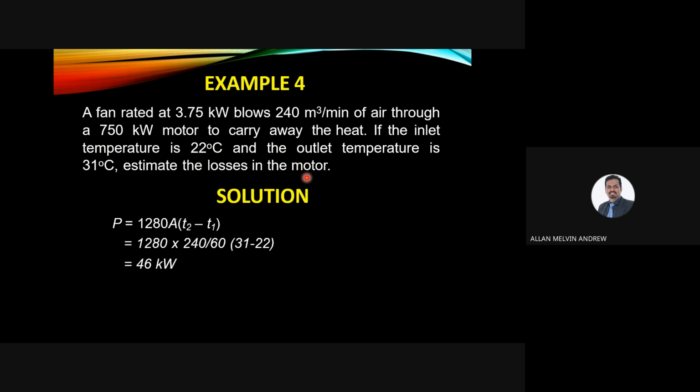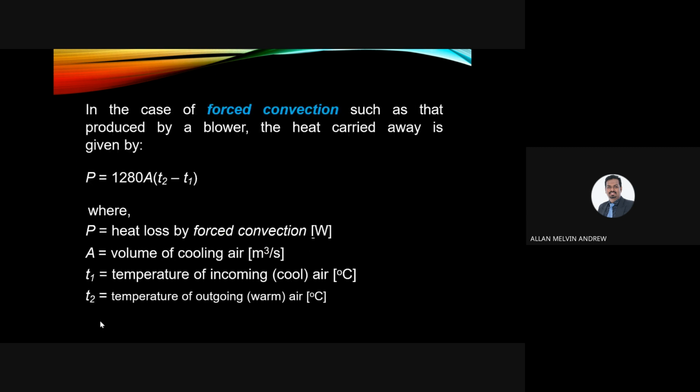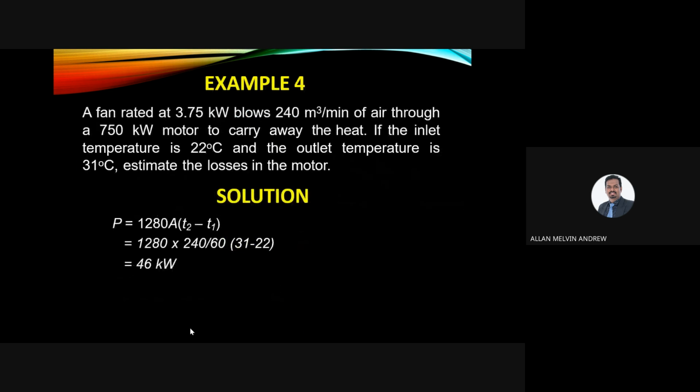So we know this on the previous slide. So for forced convection using a blower, we use this formula. Like in this case, we know there's a fan to blow the hot air out. Okay, so P equals 1280 times A. A is 240. Sorry.